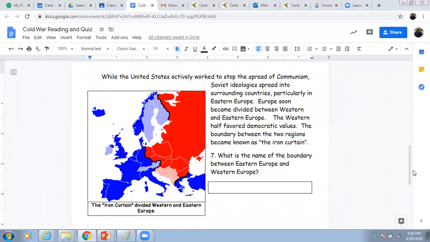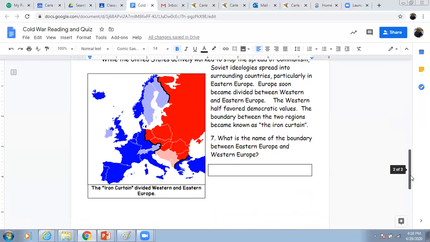While the United States actively worked to stop the spread of communism, Soviet ideology spread into surrounding countries, particularly in Eastern Europe. Europe soon became divided between Western and Eastern Europe. The Western half favored democratic values. The boundary between the two regions became known as the Iron Curtain. So number 7, what is the name of the boundary between Eastern Europe and Western Europe?